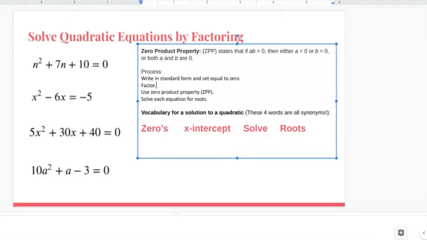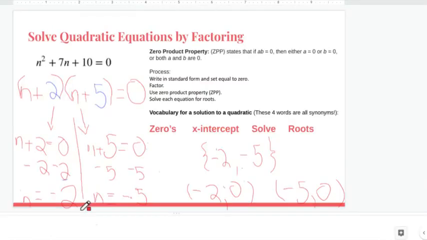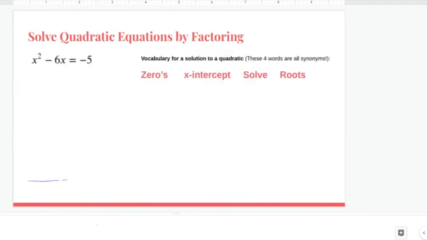Okay, so next we are going to try a second example. And that second example, and I apologize for that, our second example will be solving by factoring. And this time we see on the right-hand side that we don't have 0. So in order to solve this, the first thing we need to do is add 5 to both sides of this equation. So now we have x squared minus 6x plus 5 equals 0.